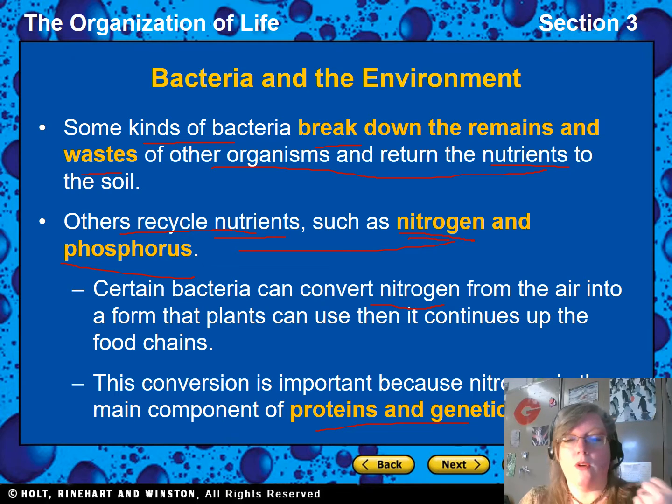Phosphorus is another thing important for teeth and bones and a whole bunch of other things that make our muscles move. So some of the bacteria are going to convert nitrogen from the air, like I said, into a form that the plants can use. And once the plants have a hold of it, then everybody else in the food chain can get it too. All right, so this conversion is important again because, like I say, nitrogen is crazy important to make DNA and other proteins. So these bacteria that work the nitrogen for us help all of us with our DNA.